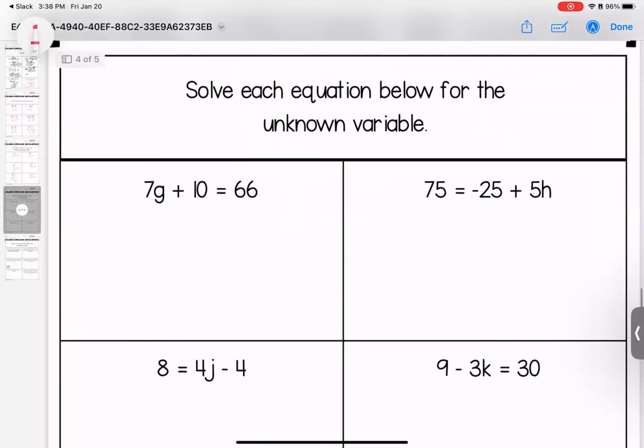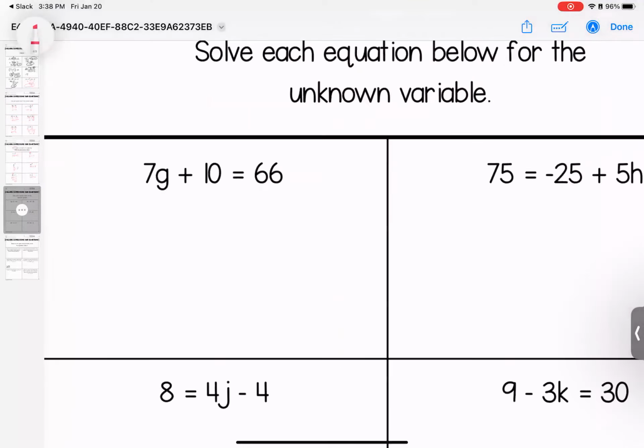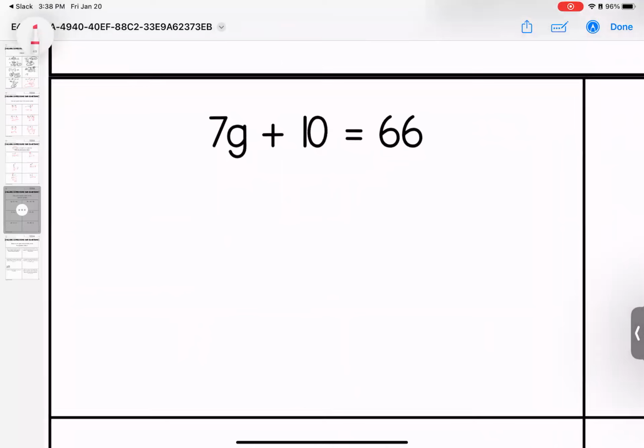All right, down here again, we are solving for the unknown variable, but this time we have 2 steps. Our goal is always to get rid of any constants, meaning anything without a letter or variable stuck next to them. That is our first step, and then we get the letter or the variable by itself. So let's start with subtracting by 10.